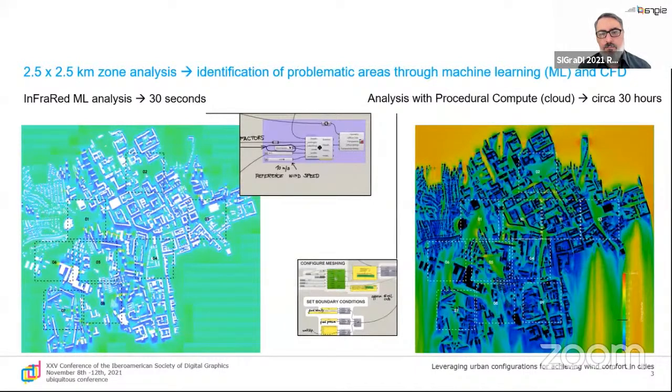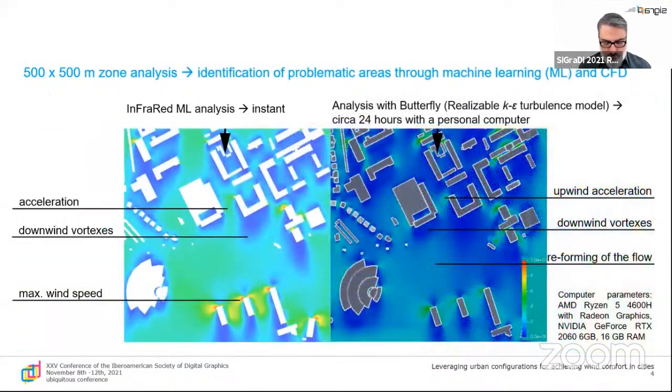Although the two outputs cannot be compared directly, only through colors, we can identify similar predictions for wind acceleration and turbulence in both. The zones with higher wind speed are framed. We picked one of the framed zones to demonstrate the influence of wind-based urban designing in a 500 times 500 meters neighborhood.